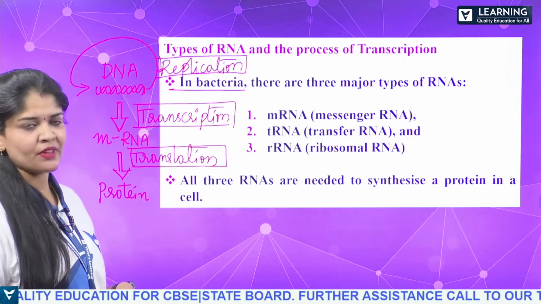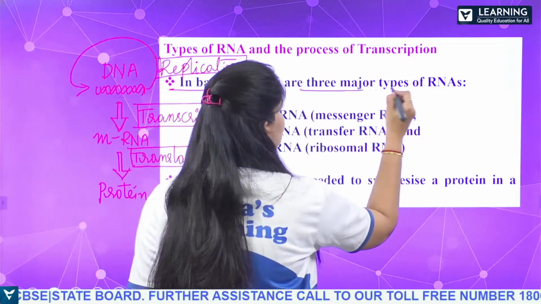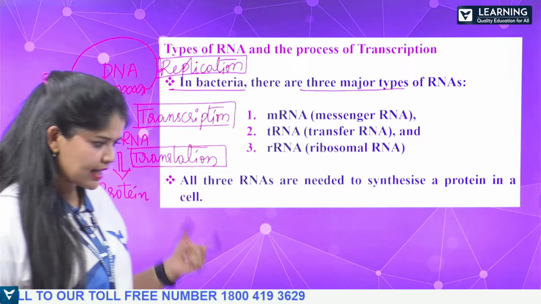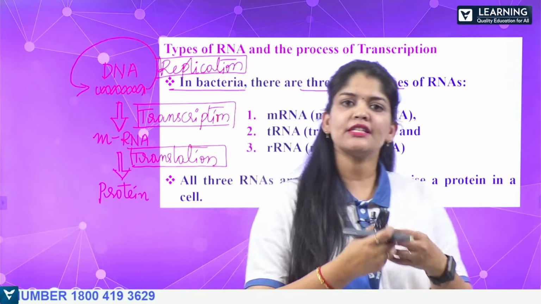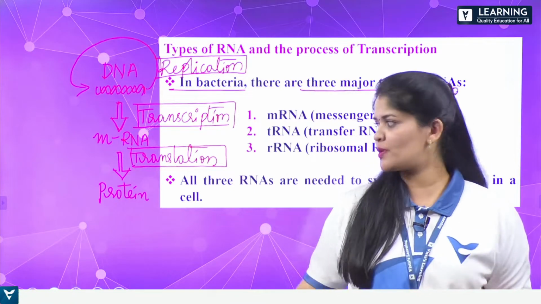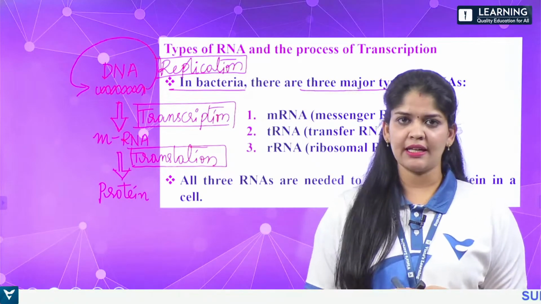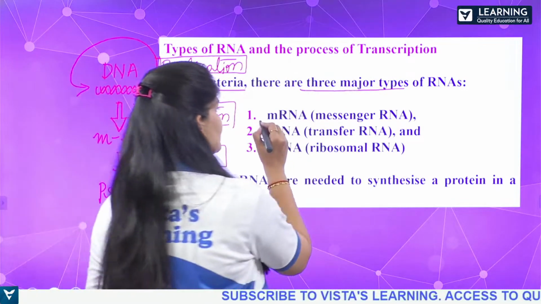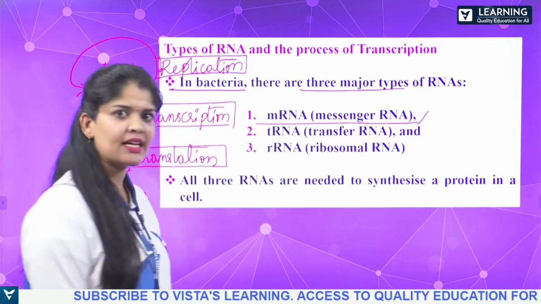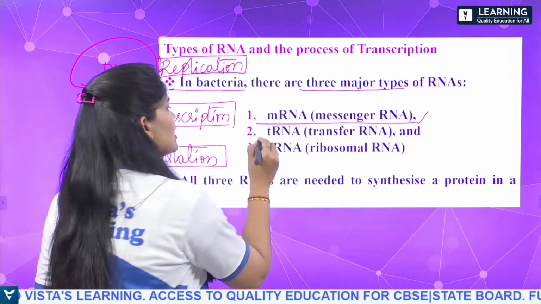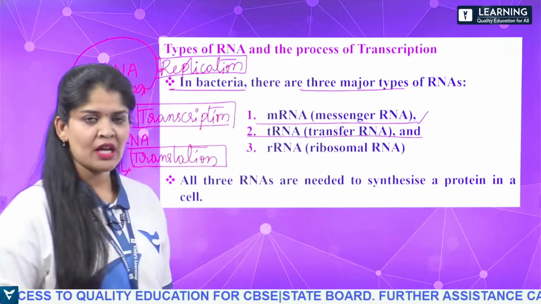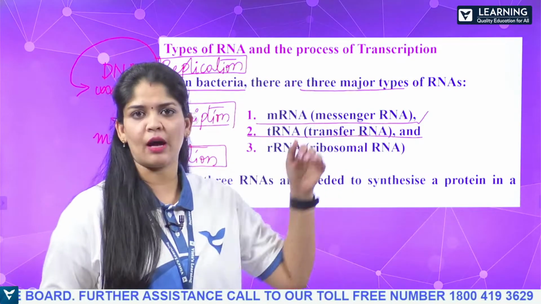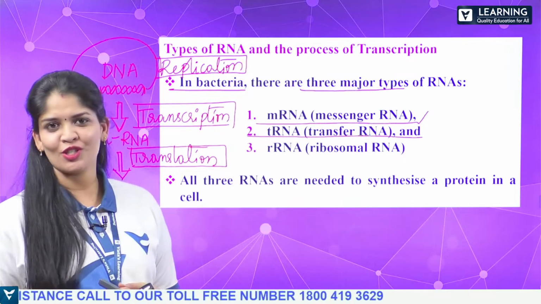In bacteria, there are three major types of RNAs. We know that mRNA, which we call messenger RNA, acts as a template for the formation of proteins. Along with the mRNA, other RNAs are also useful for the production of proteins. Messenger RNA, in short mRNA, is used as a template. tRNA, transfer RNA, brings the amino acids that have to sit and form the sequence of amino acids, and finally it forms the structure of the protein.